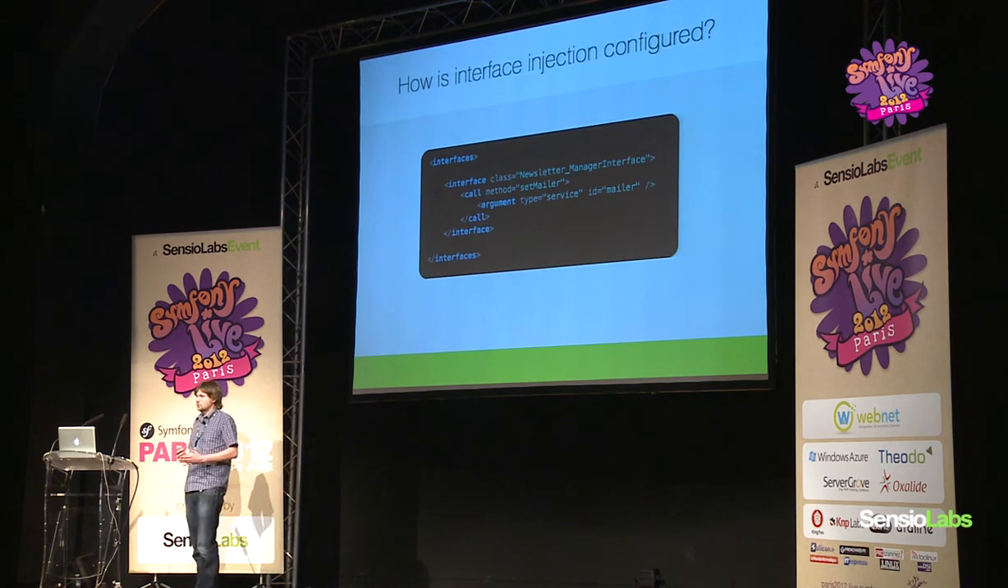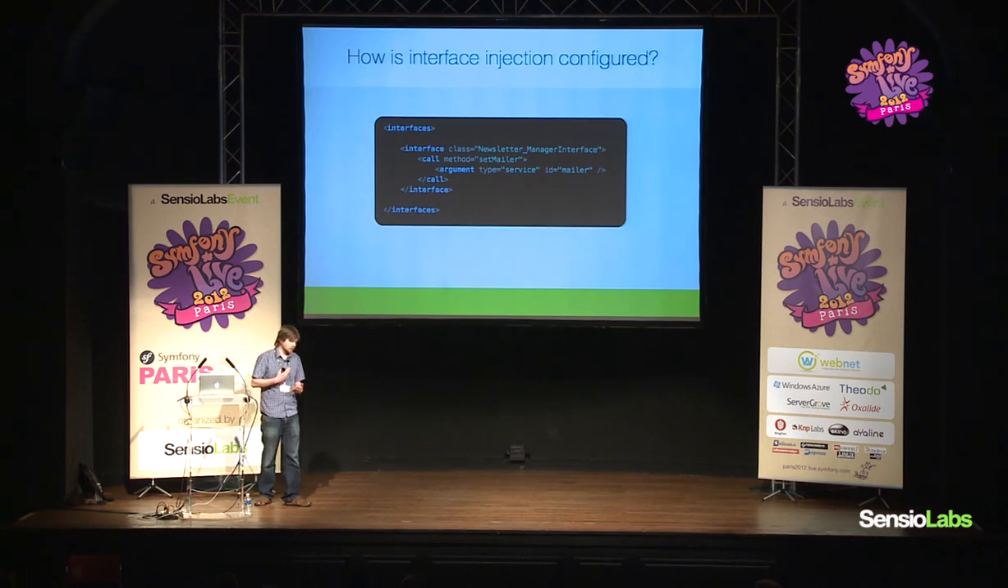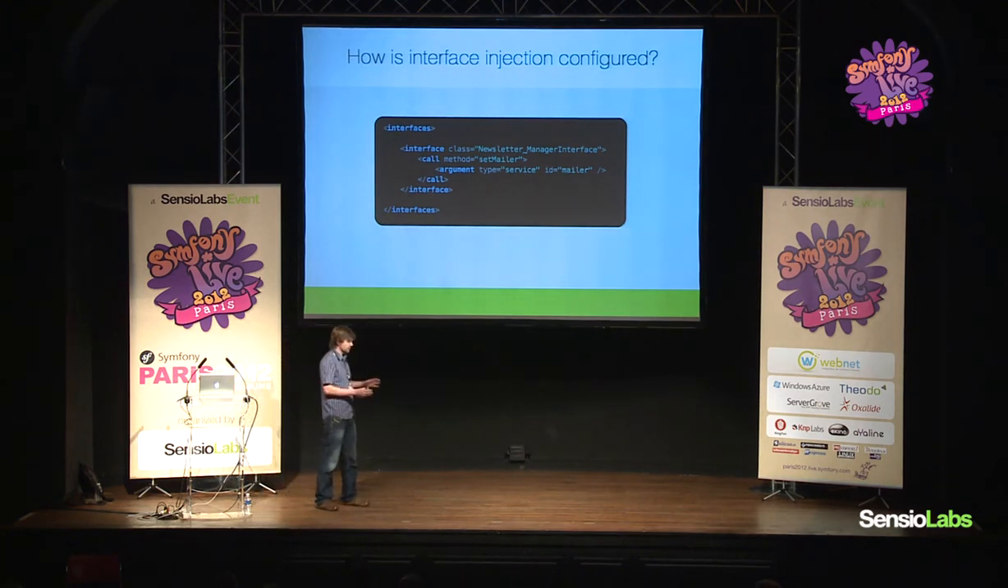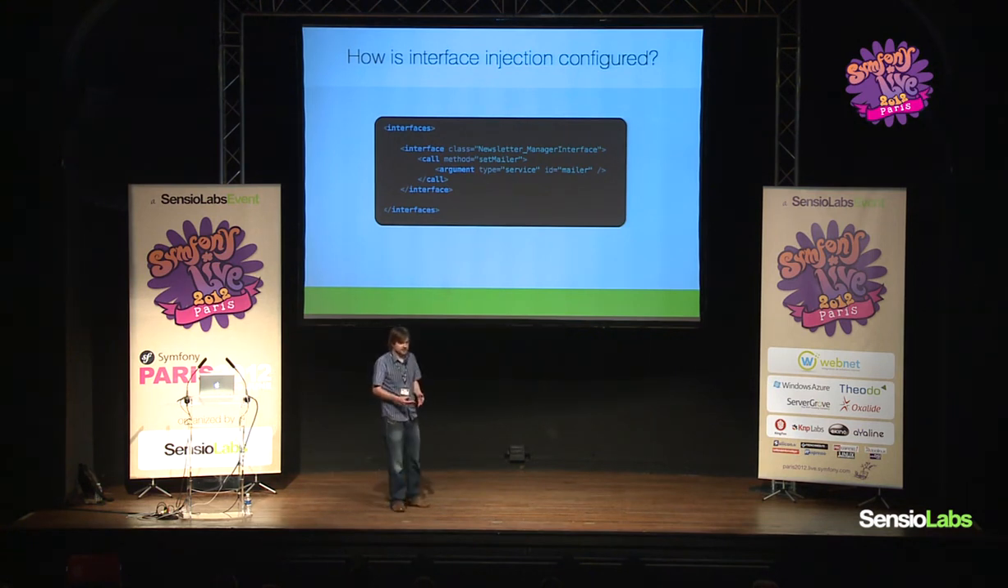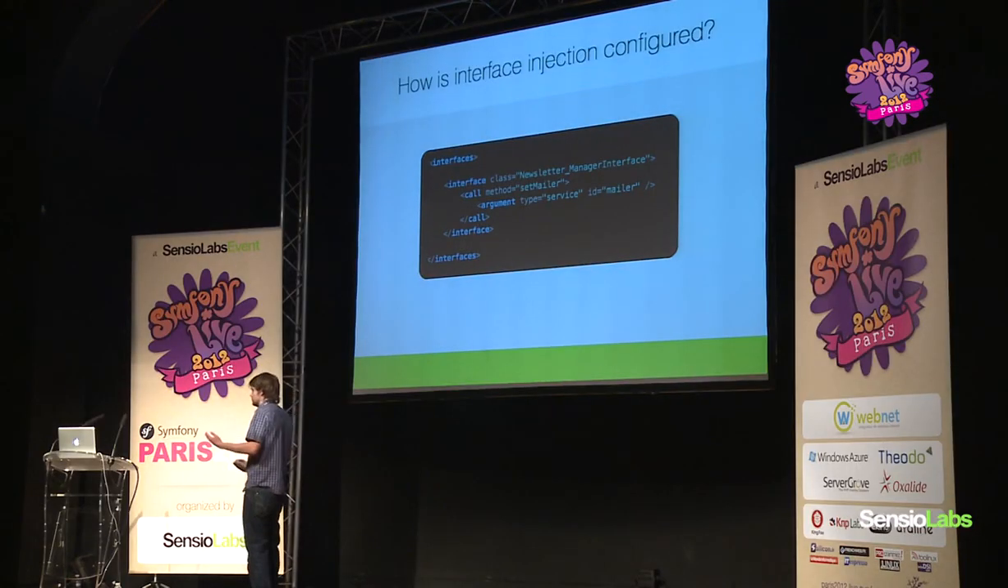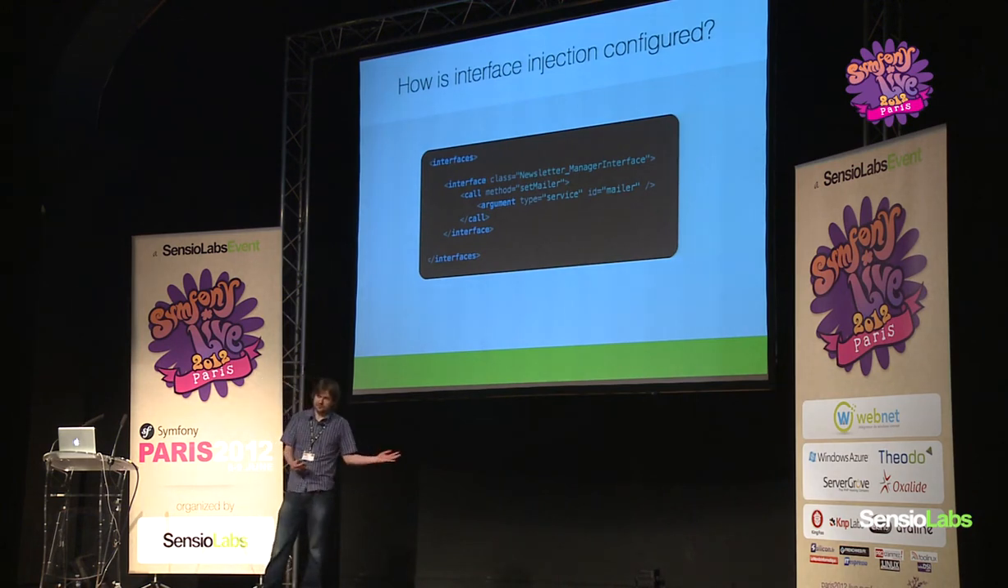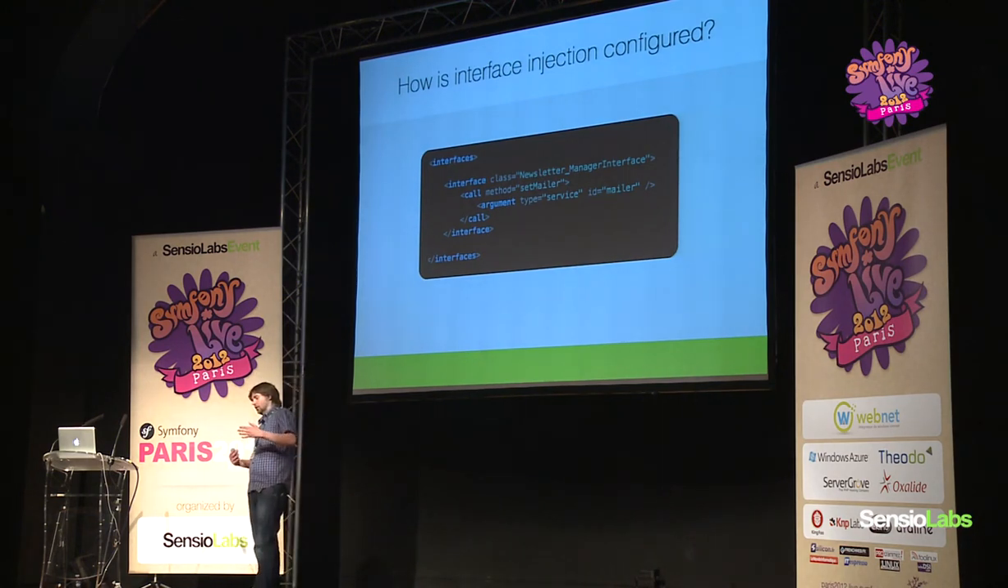And then in the configuration, you could add an interfaces section separate from our services section and say, for this interface, this is the service that I want to inject. And then every service that you create, where the class has this interface, will automatically get the mailer injected. And then you no longer need to specify it for each of those classes. If we've got 10 classes that implement this interface, then we don't need to specify it 10 times. We can just do it once for the interface.